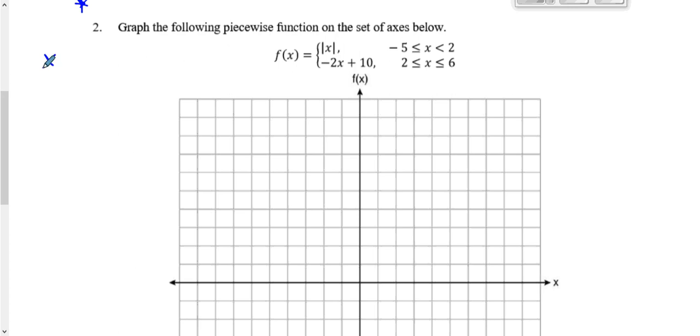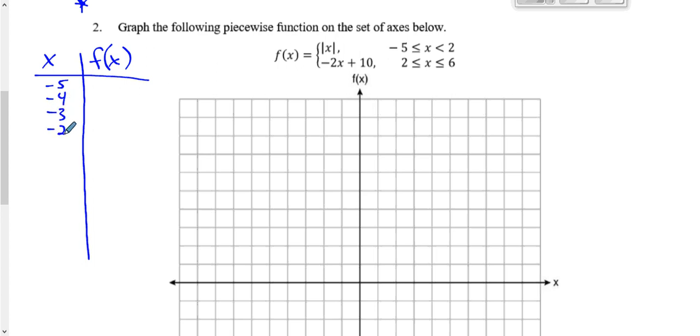You know how to make a table of values? So what numbers should I include for the top part in my table? Just tell me what they are. How about -5? Keep going. -1, 0, 1. What about 2? I'll put it in parentheses, right? So this will go in the top part.